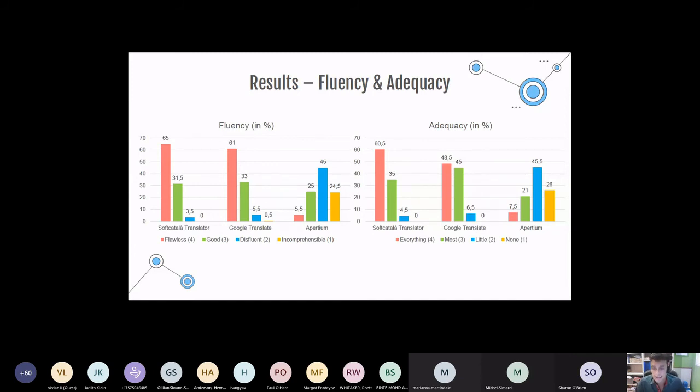In terms of adequacy, we can see that Softcatalà Translator is also in the first place, but increases its difference in regard to Google Translate, and it moved from 60.5% to 48.5%. From this chart, we can state that neural machine translation offers a better fluency rather than rule-based machine translation, as well as adequacy. And while both first systems, Softcatalà Translate and Google Translate, offer good fluency, in terms of adequacy, Softcatalà Translator has a bigger difference rather than Google Translate.